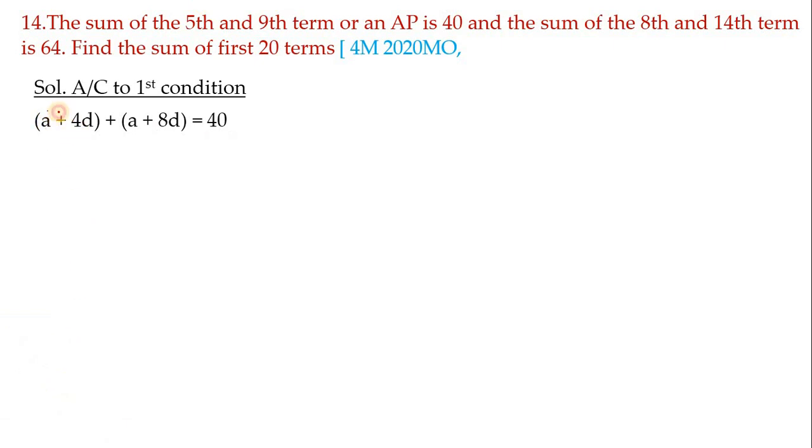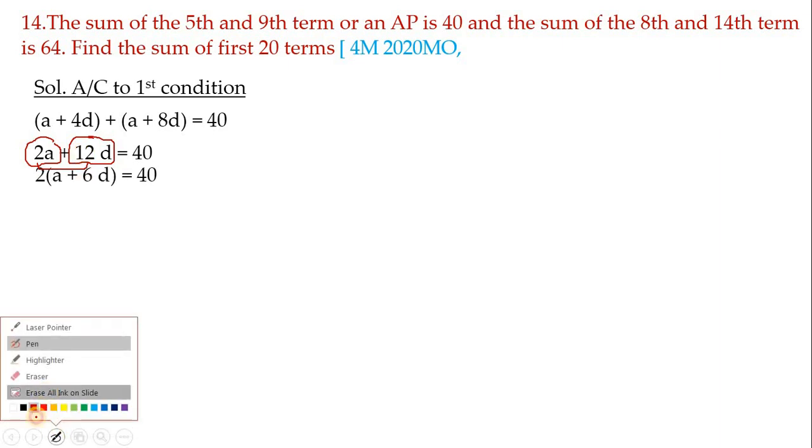So here, a added to a, I'll get 2a; 4d added to 8d, I'll get 12d, equals 40. Next, let me take 2 as a common factor here. If I take 2 as a common factor, a will be left out, and how much is 12? 6 twos are 12, hence in this place I'll get 6d.